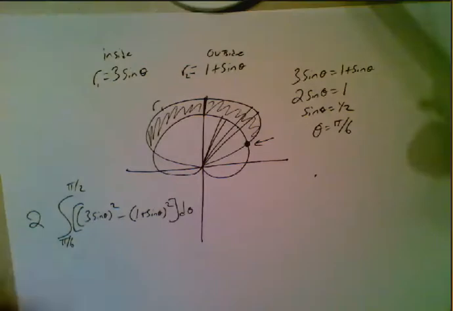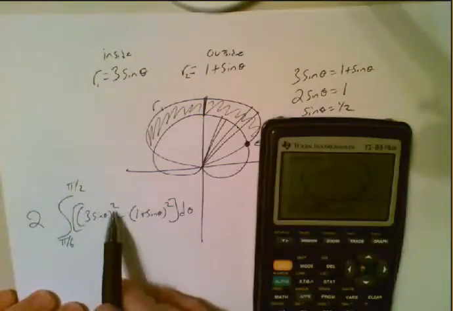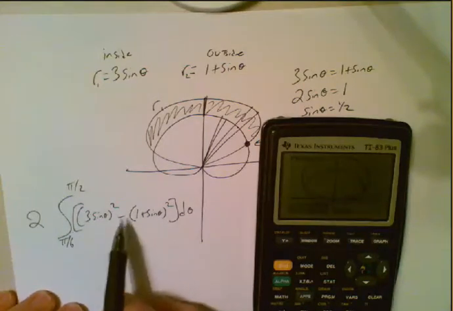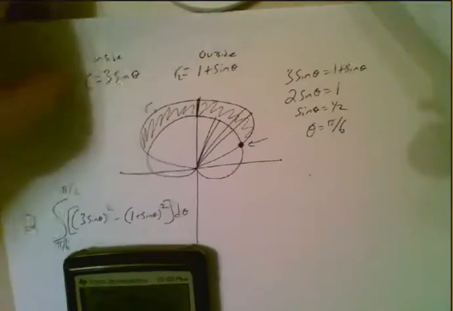But at this point, I think we're going to just use our calculator. Let's see, 9 sine squared. Yeah, it's going to get messy. I don't think I'm going to be able to simplify that easily by hand. So I will use the calculator. So let's see.